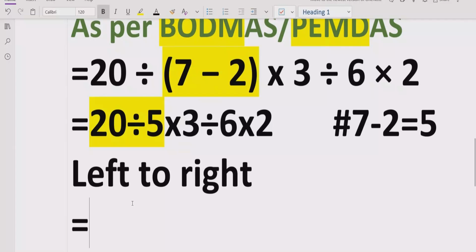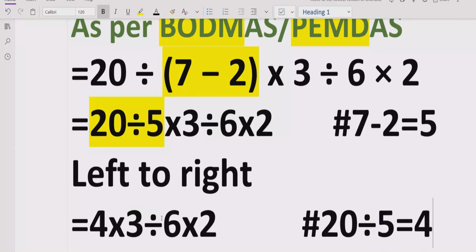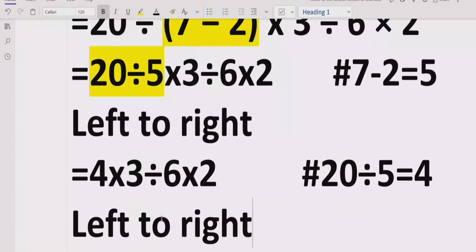Either you are using the BODMAS or PEMDAS, the rule is the same. First, we have to divide 20 by 5. It becomes 4. Multiplied by 3, we will write here as it is. And divided by 6, multiplied by 2, we will write here as it is. And here we have to give the reference, 20 divided by 5 equals 4. Now move forward. Now again, we have to go left to right and repeat the same step.